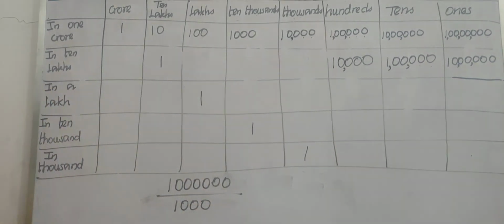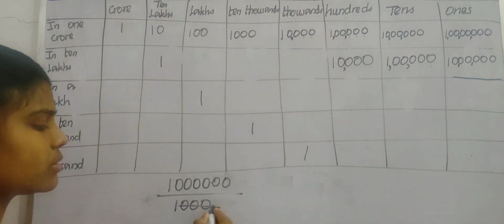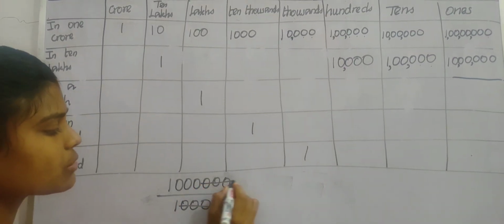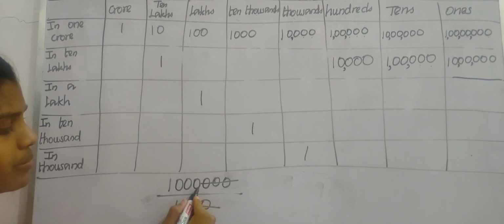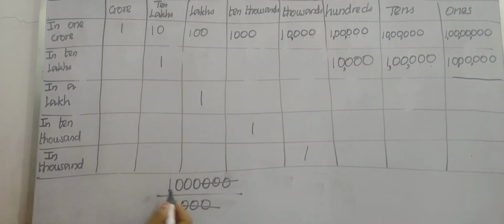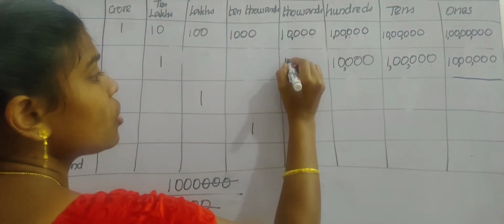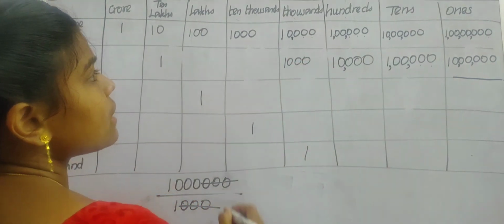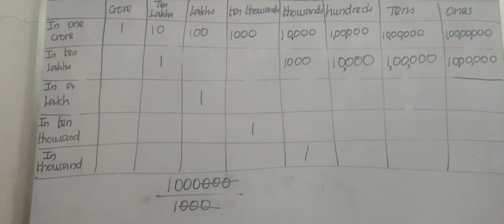Now we can strike out the zeros. Okay, 3 zeros. So here also we can strike out 3 zeros. So how many digits are we having? We got 4 digits. Okay, 1000. So there are 1000 times thousands in 10 lakhs.